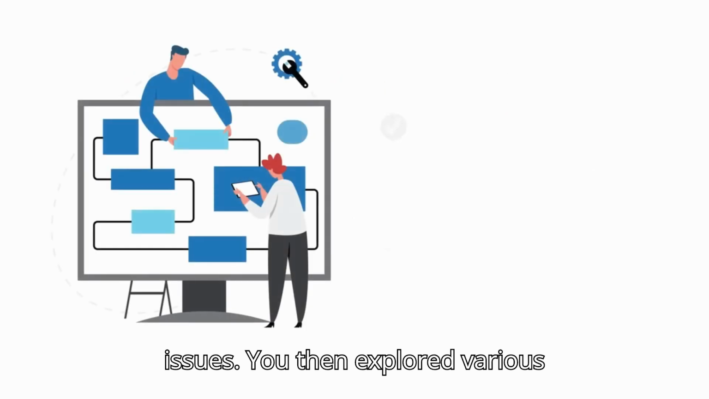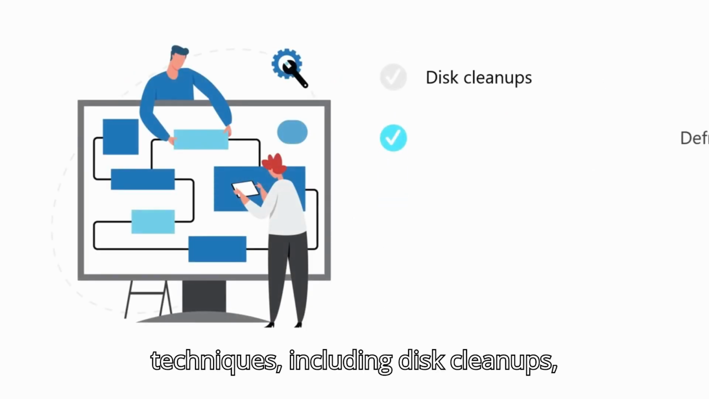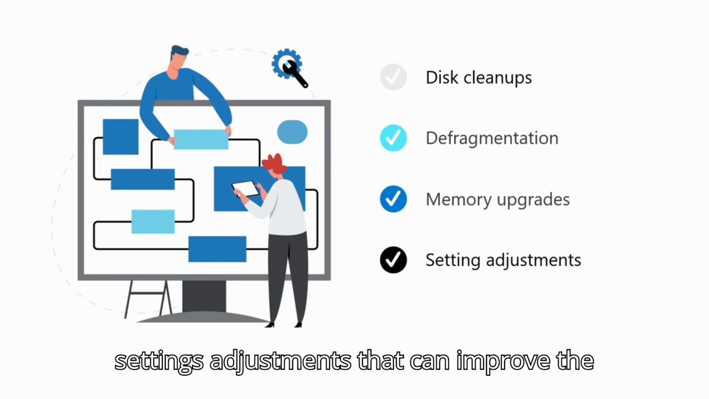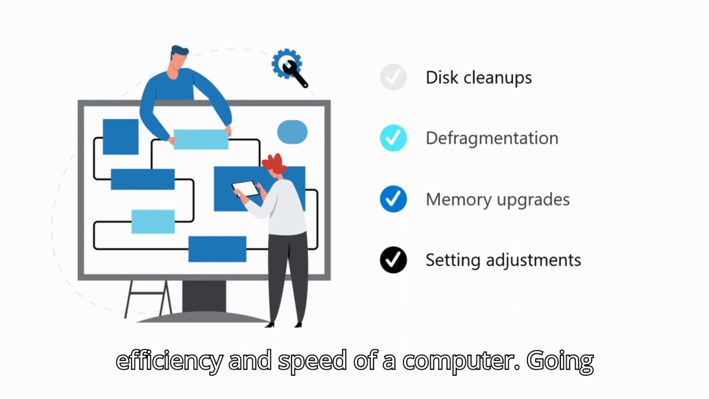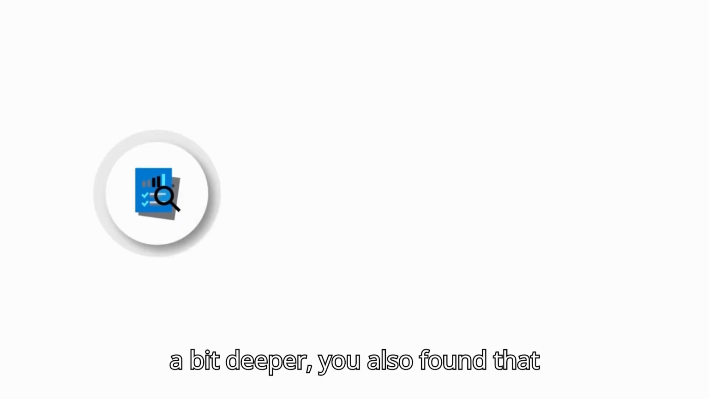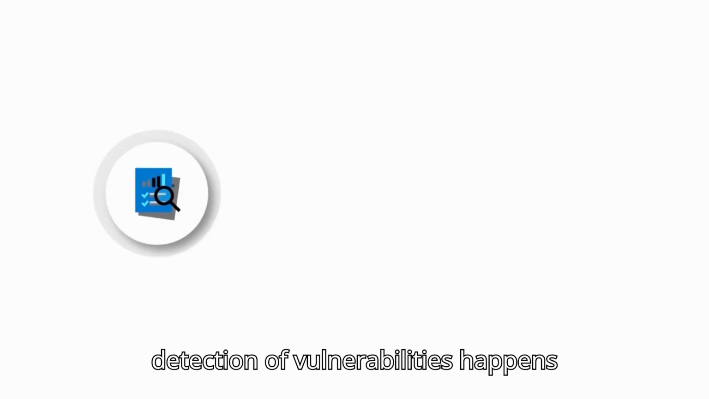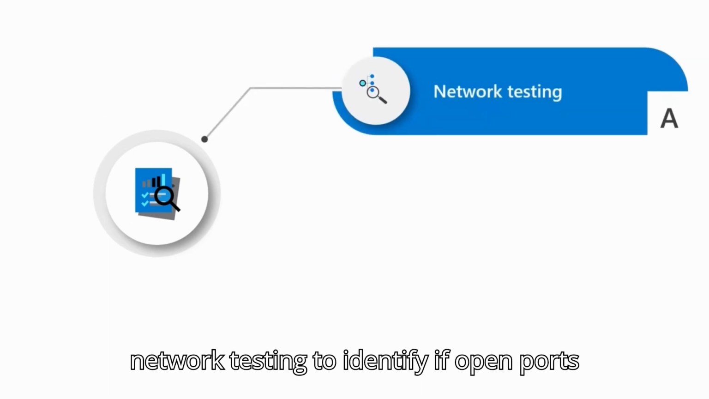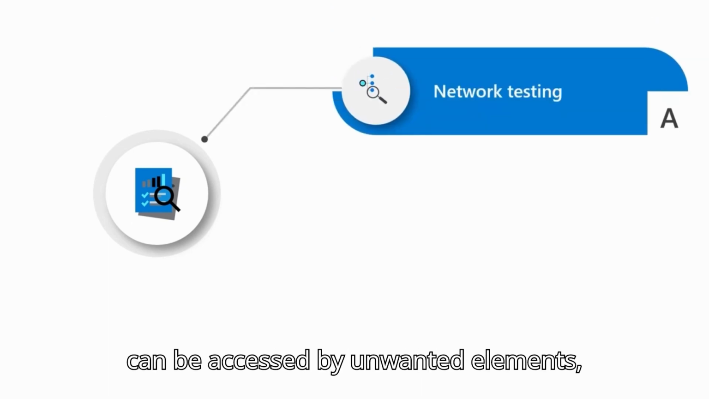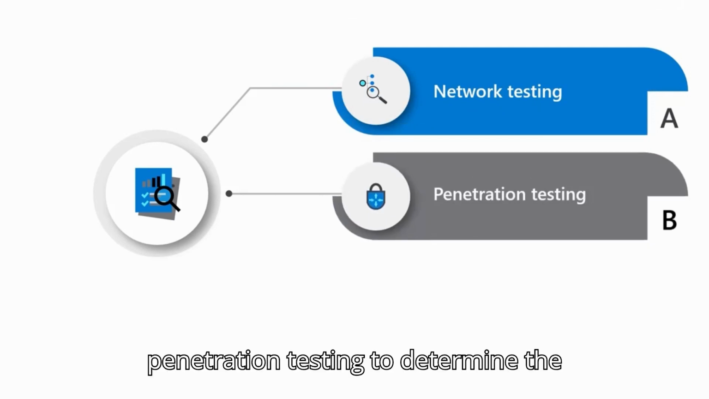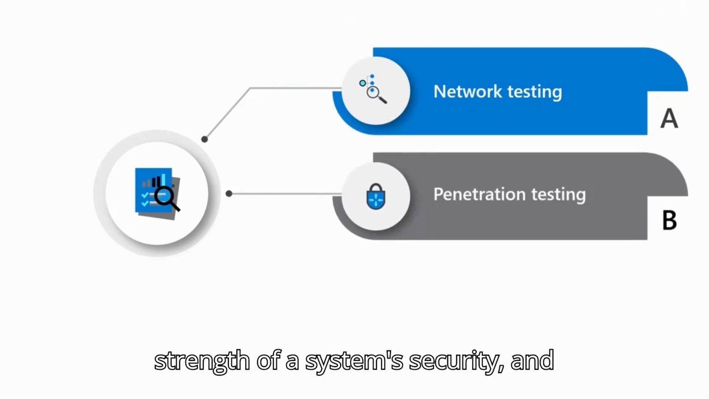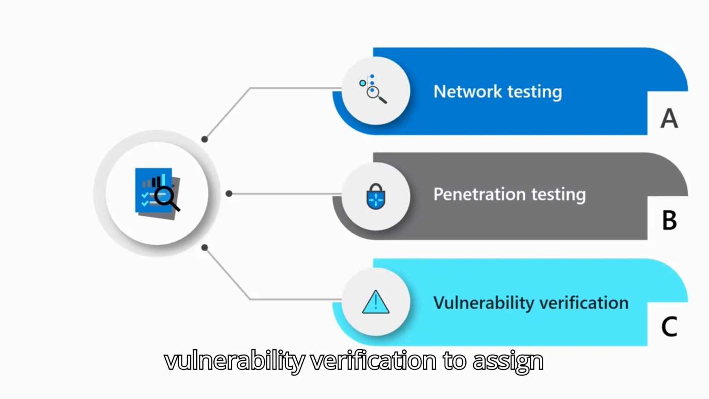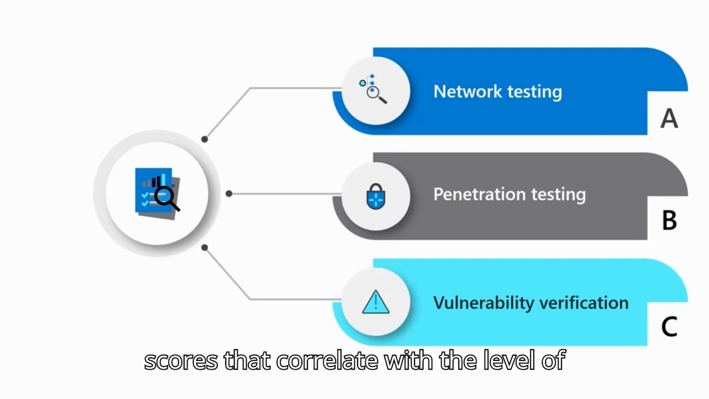You then explored various techniques, including disk cleanups, defragmentations, memory upgrades, and settings adjustments that can improve the efficiency and speed of a computer. Going a bit deeper, you also found that detection of vulnerabilities happens through several types of testing, such as network testing to identify if open ports can be accessed by unwanted elements, penetration testing to determine the strength of a system's security, and vulnerability verification to assign scores that correlate with the level of risk.